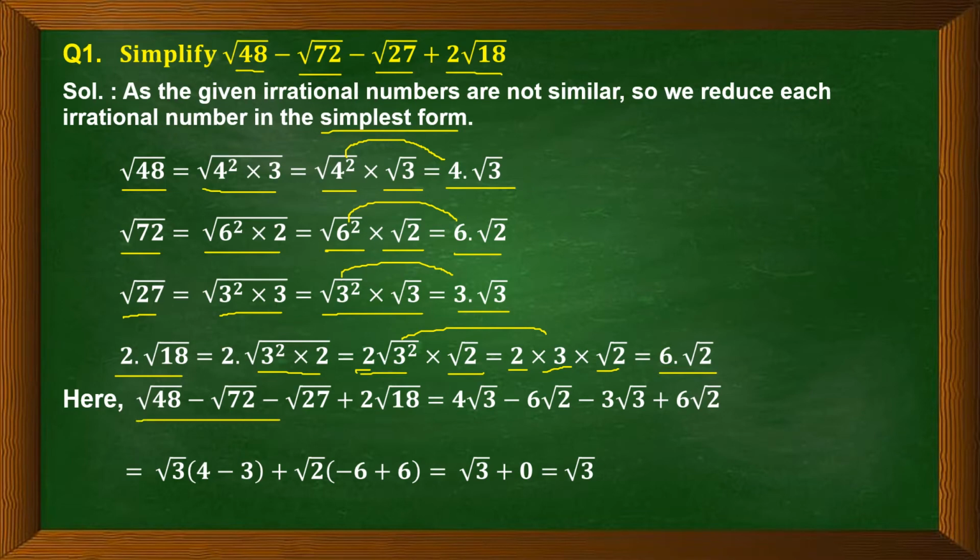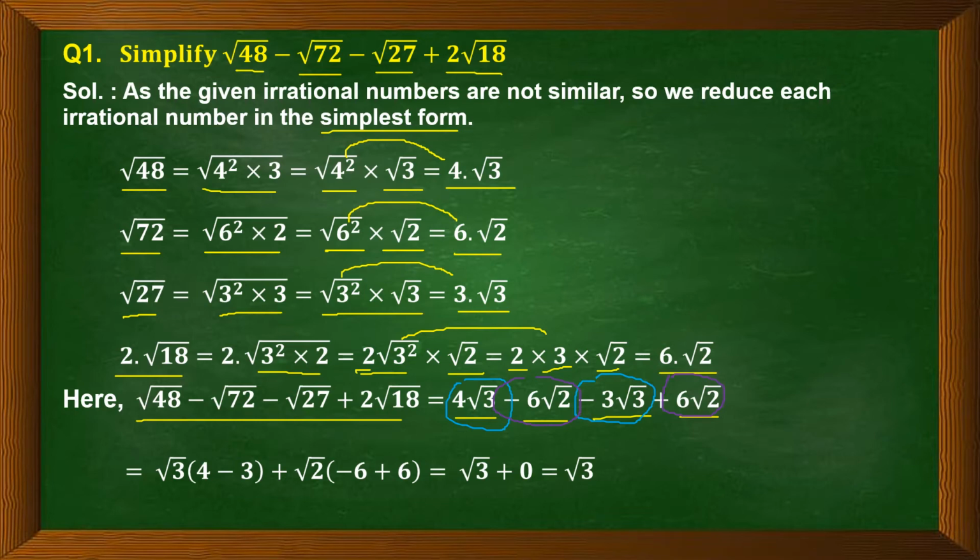Now the entire expression can be written in the simplest form as 4 root 3 minus 6 root 2 minus 3 root 3 plus 6 root 2. Now over here if you observe, we have 4 root 3 and minus 3 root 3 as the like irrational numbers, and we have minus 6 root 2 and plus 6 root 2 as the like irrational numbers because they have the common irrational factors.